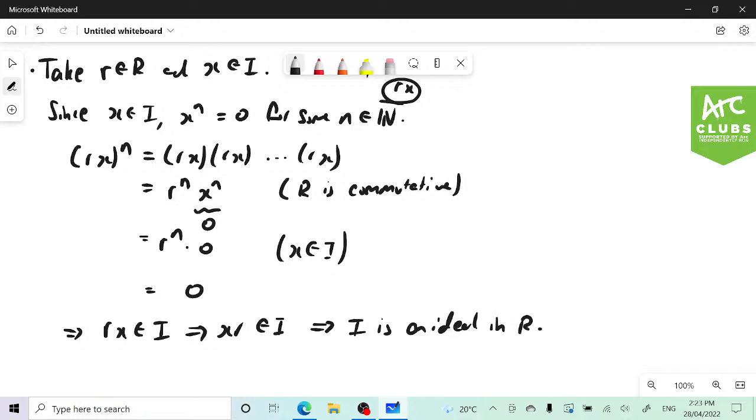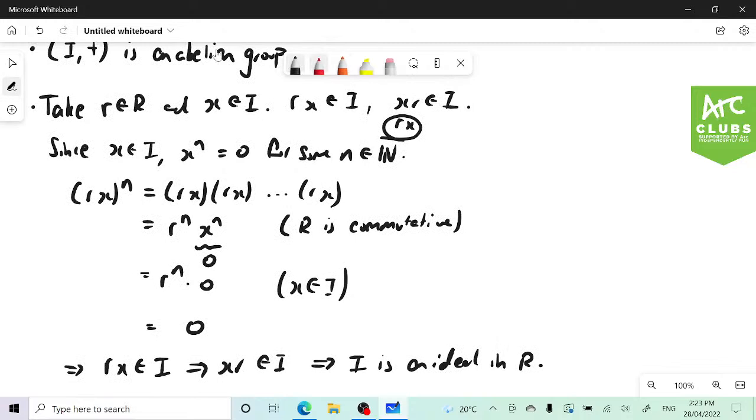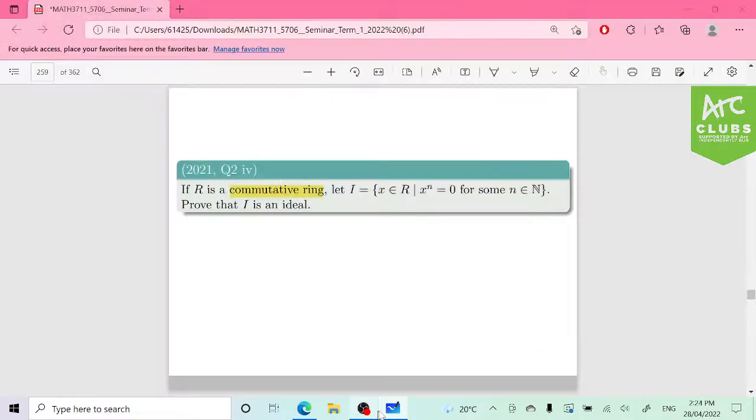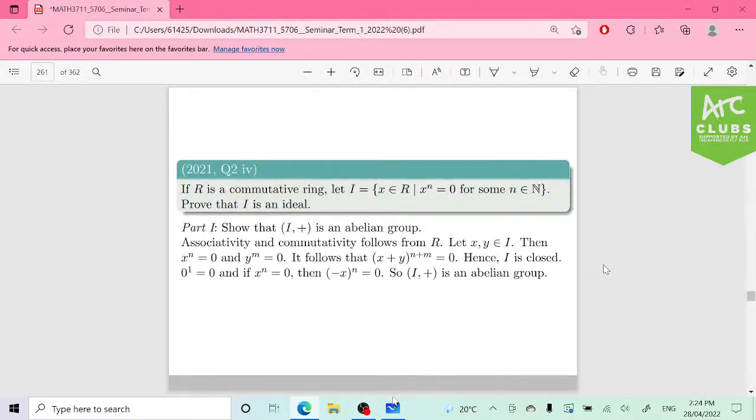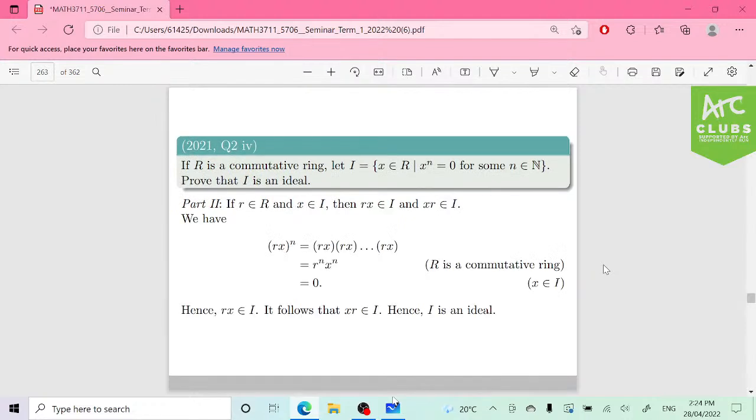The key point here is that we required R to be commutative for this to work, because otherwise we can't just swap the order of the elements here. And once you have that, everything else falls out pretty easily. Cool. All right. So yeah, these are the solutions.